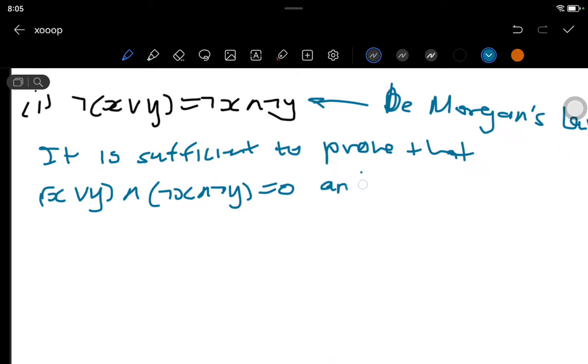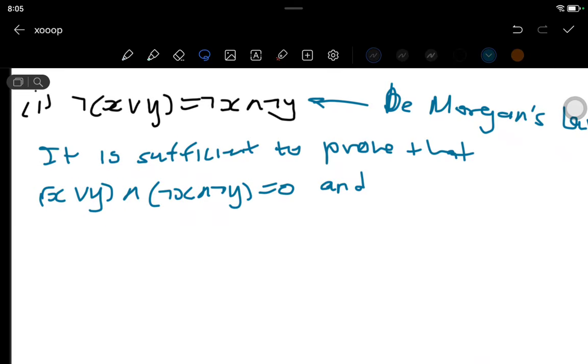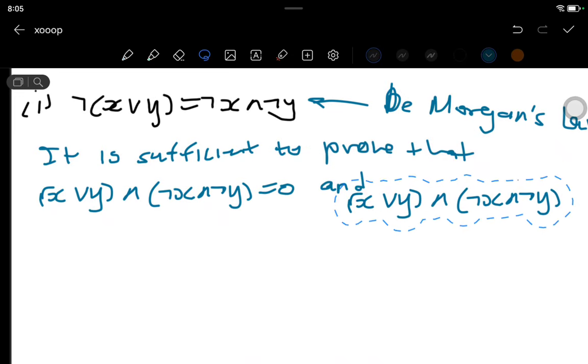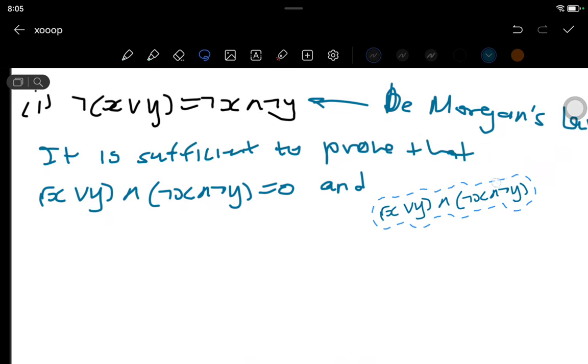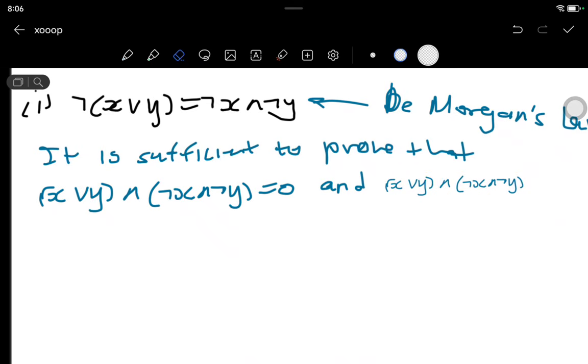And I take the same thing, now I put or in between. Now it's going to be equal to 1. I just put or here, which is equal to 1. If it's or, it should be equal to 1. So let's start with this one.